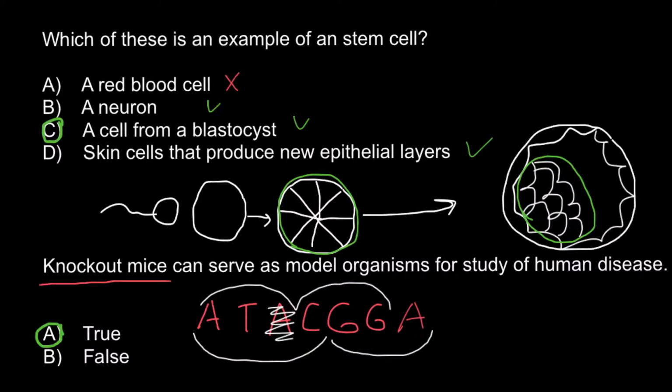This is a true statement. Knockout mice can serve as model organisms for study of human genetic disorders.